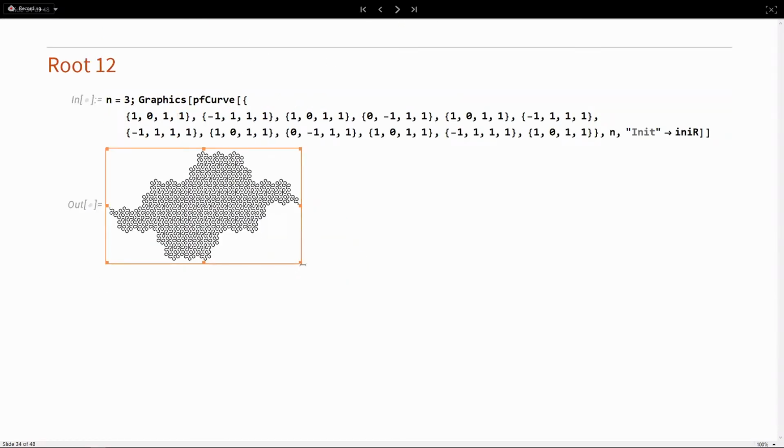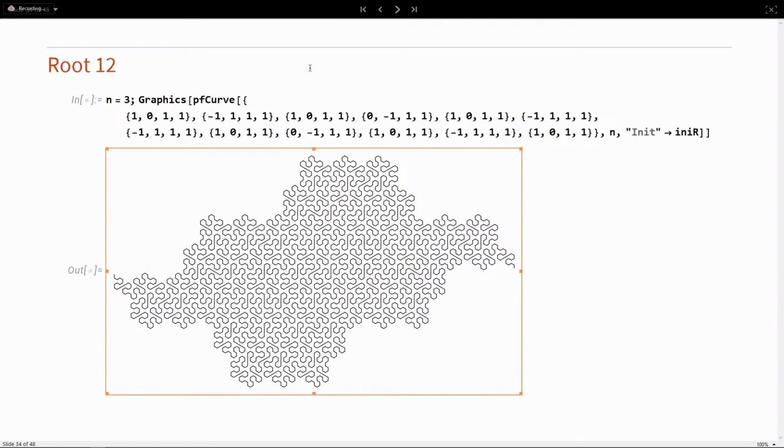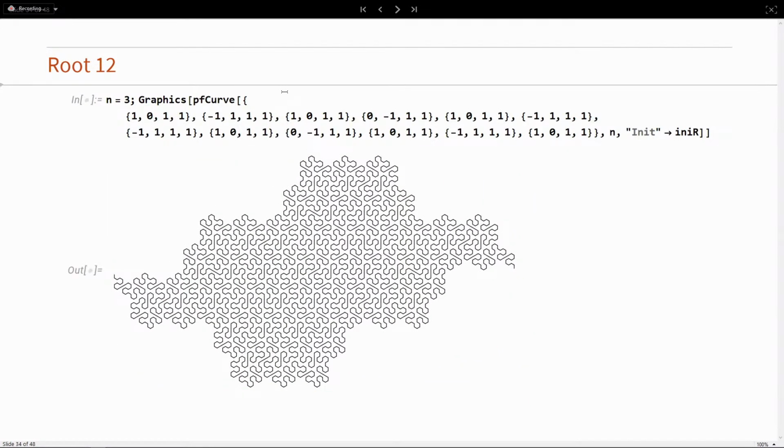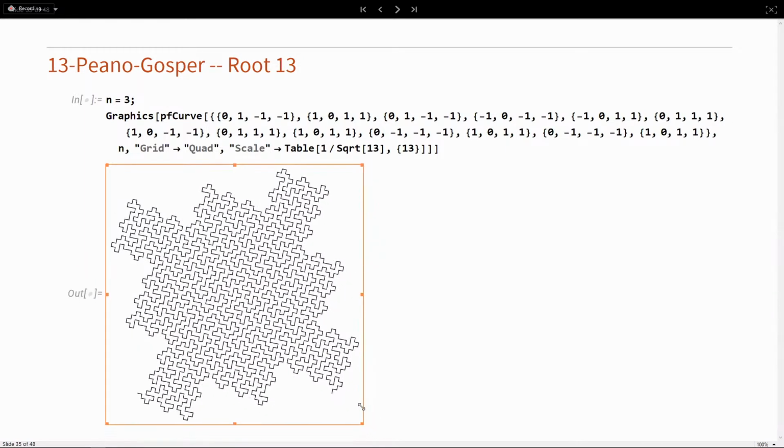Here is a Root 12 system, which I thought was rather nice. This is another of the Dragon family. And a Root 13 piano Gosper curve.